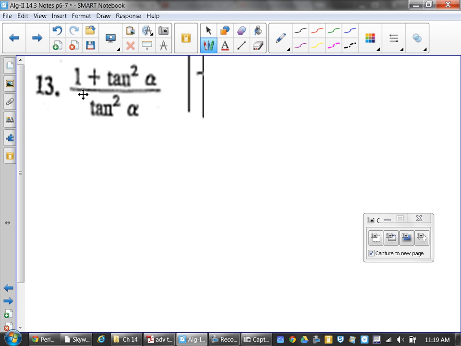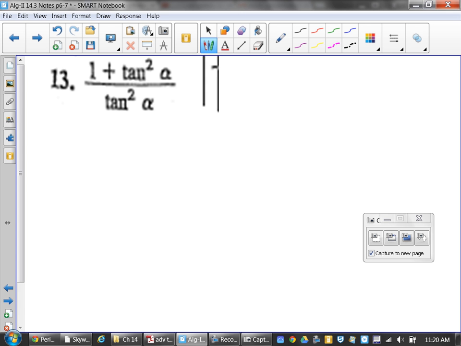So the top, is that secant squared? Yes. Now, there's a couple of things you can do here. If you want to go right to the Pythagorean identity, then 1 plus tangent squared gives you secant squared, and you get secant squared over tangent squared. Then you can rewrite everything in terms of sines and cosines. That's fine. Another way you can do it, I'll show you both ways.